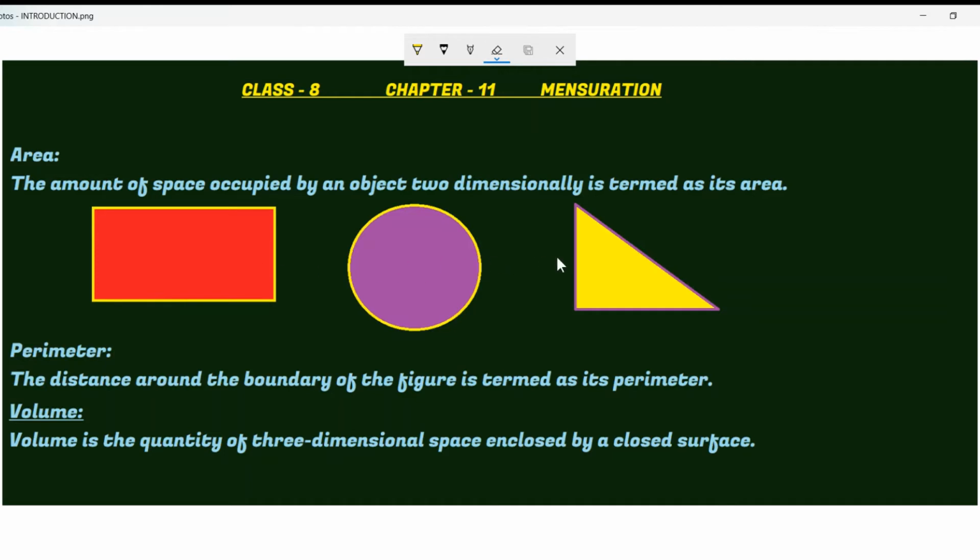Not only for two-dimensional, this year you are going to learn how to find out area and volume for the three-dimensional figure. What is volume? You have learned in Class 4 itself. Volume is the quantity of three-dimensional space enclosed by a closed surface. Next, you have to learn the formulas to find out area, perimeter and volume. So, let's discuss what are the formulas for area, perimeter and volume in the next page.